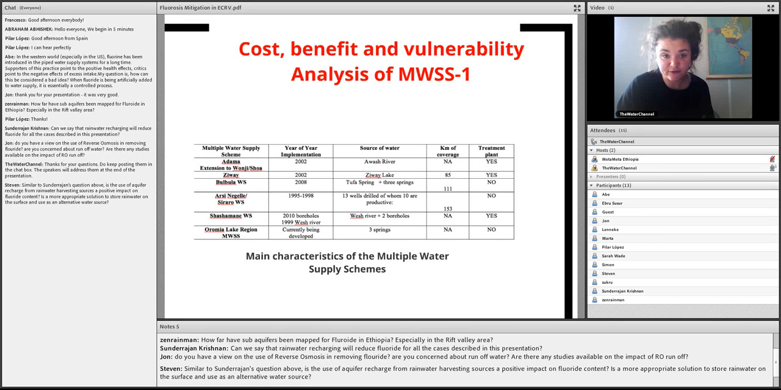These are the characteristics. They have been developed in different years, and they all have pretty different sources of water. For instance, Adama, which also has an extension to Wonjensho, was implemented in 2002, but then the extension line was made in 2006 to also reach the Wonjensho town with fluoride-free water.